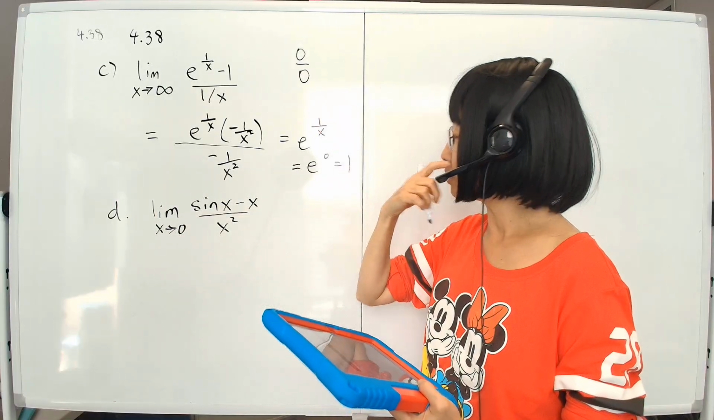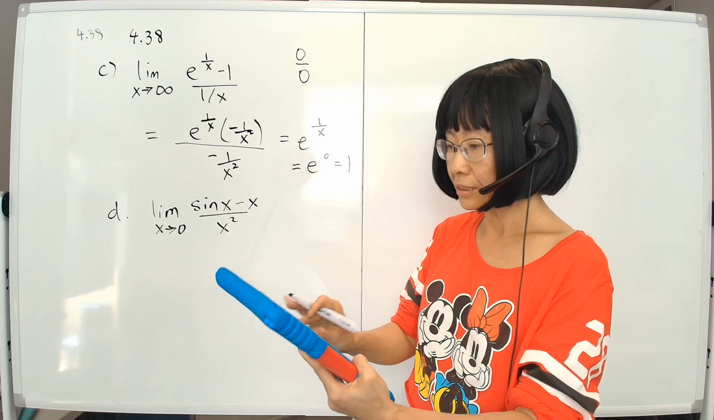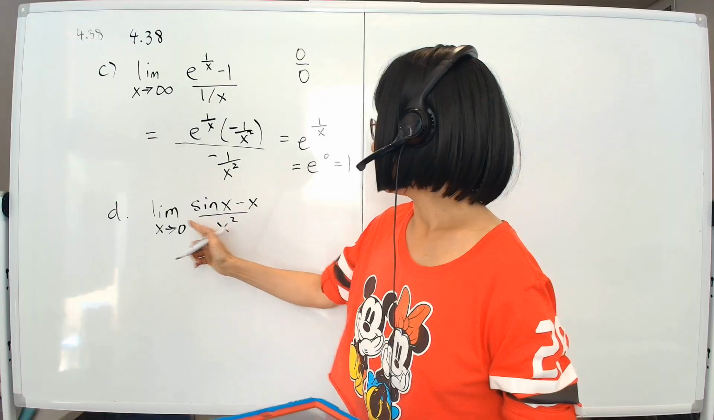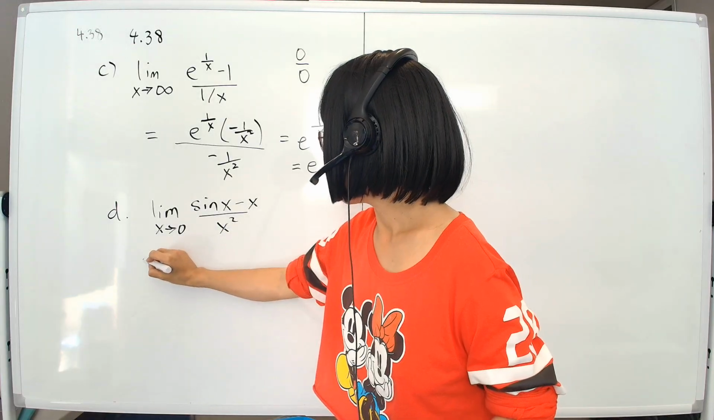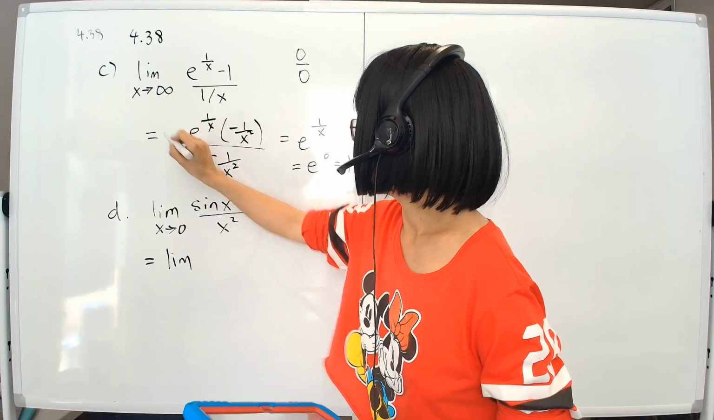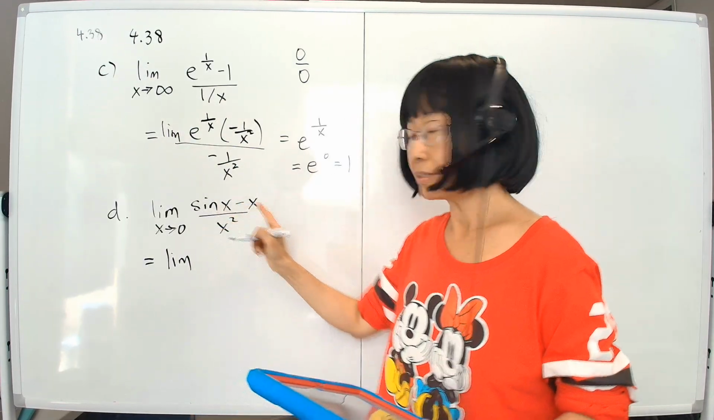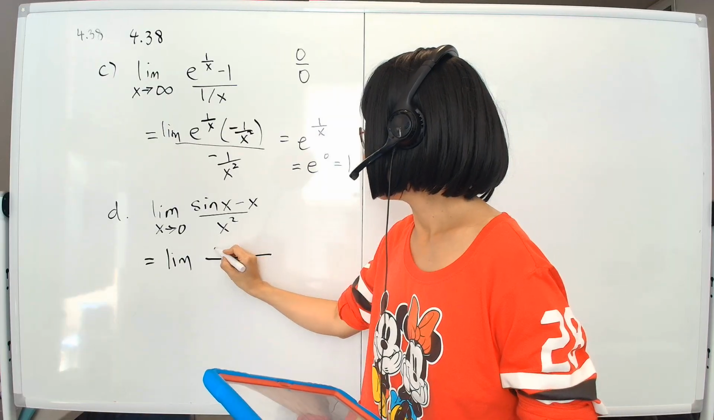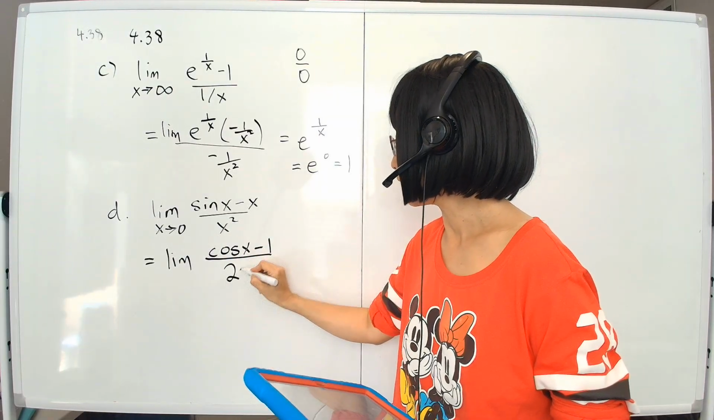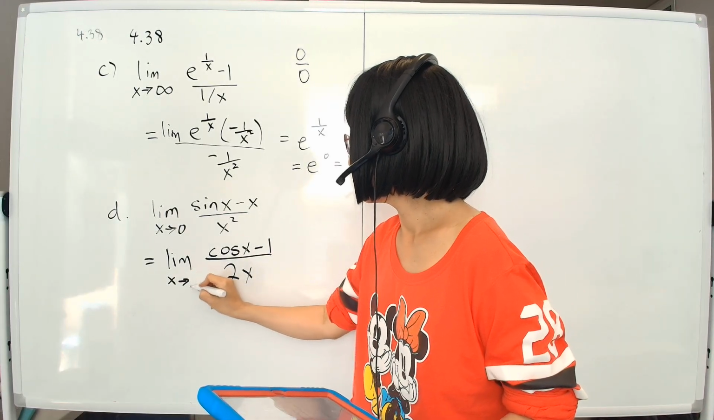So 0 on the bottom, so it fits the L'Hopital requirement. Therefore, we shall take the derivative, okay? And then that would be equal to the limit as x approaches 0 of the derivative of sine, which is cosine x, minus 1, over the derivative of the bottom, that's 2x.